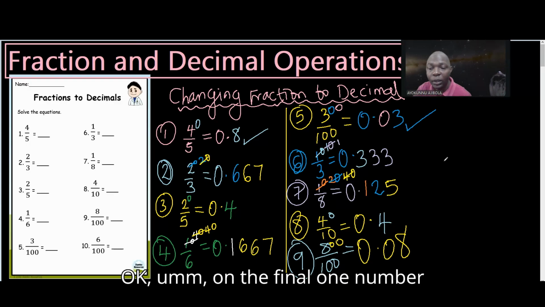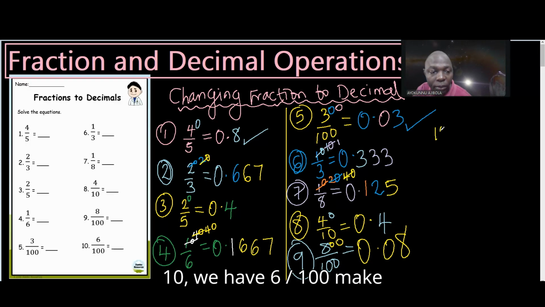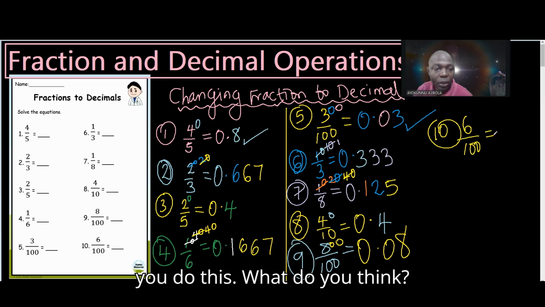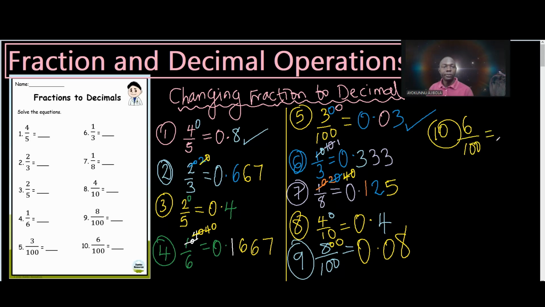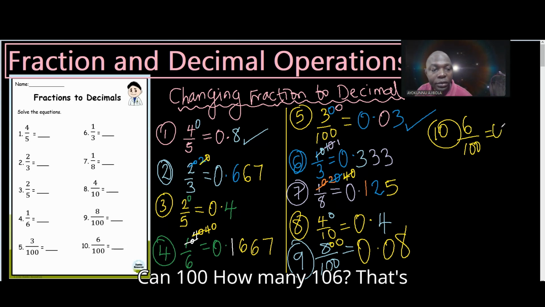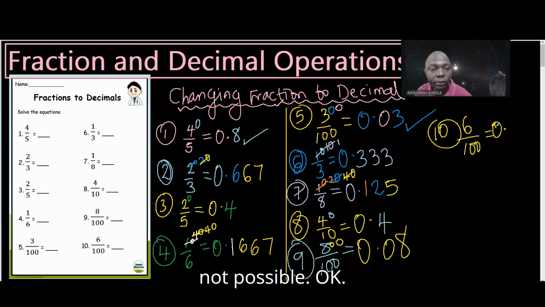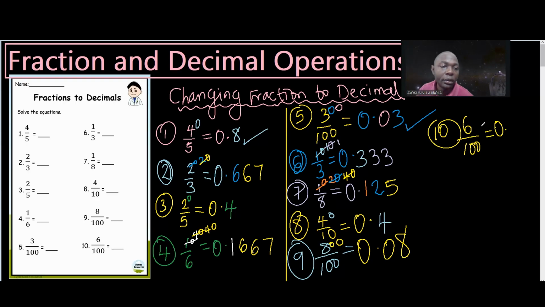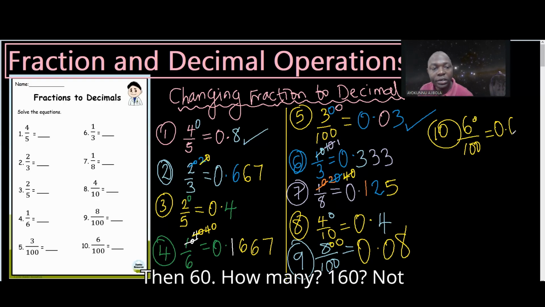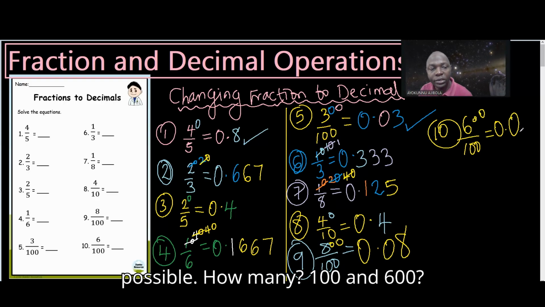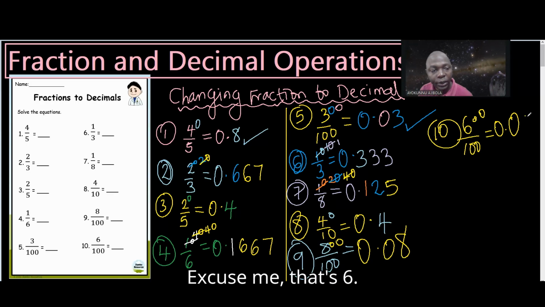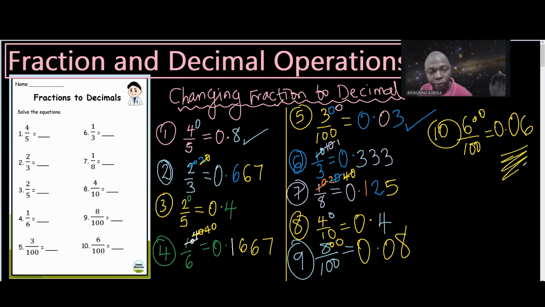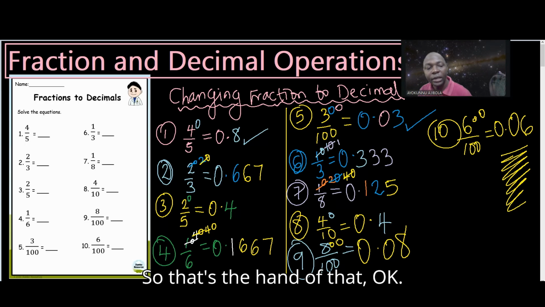And the final one, number 10, we have 6 over 100. Miggy, do this. How many 100 in 6? That's not possible. Then 60. Not possible. How many 100 in 600? That's 6. So that's the end of that.